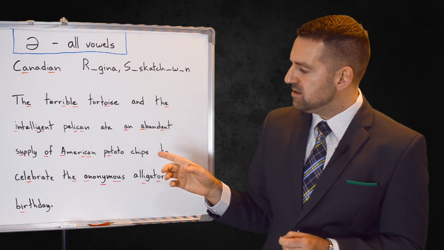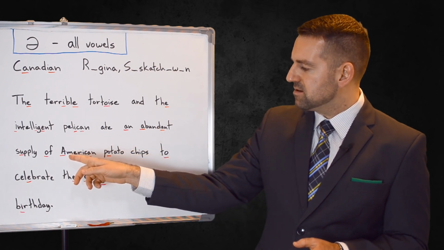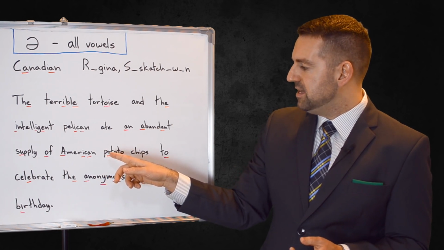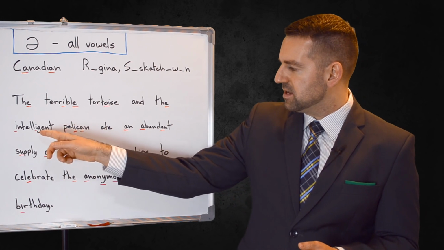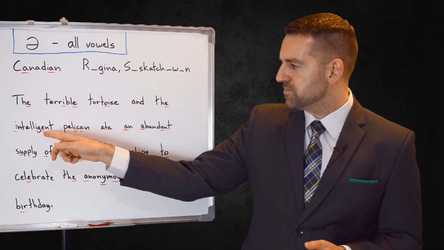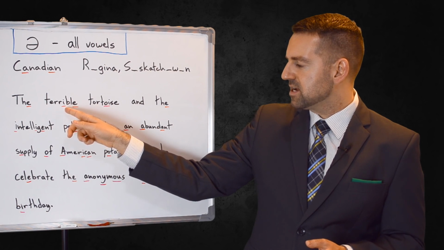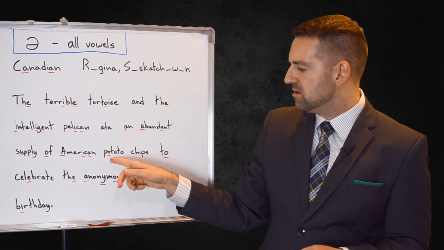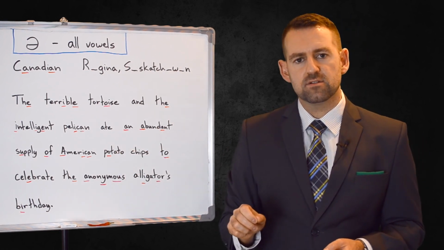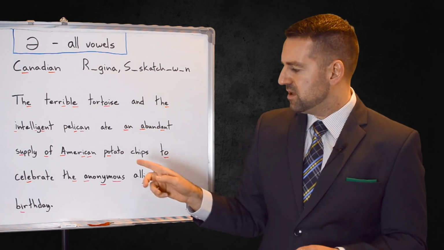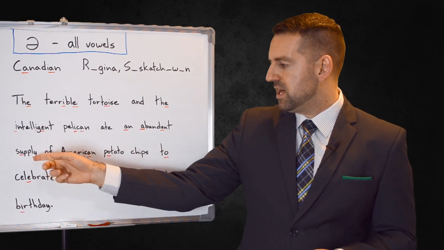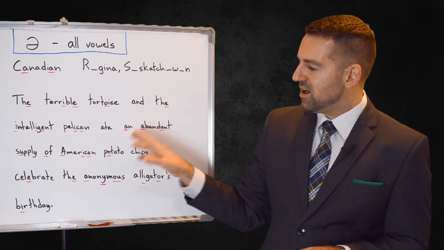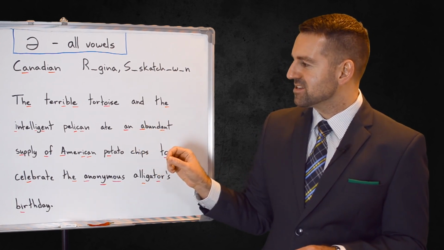Right. So we have A, it's replacing A, American. It's replacing E, intelligent. It's replacing I, terrible. It's replacing O, potato. It's not potato, it's potato. And U, supply. Right? So there are lots and lots of schwa sounds here in this sentence.